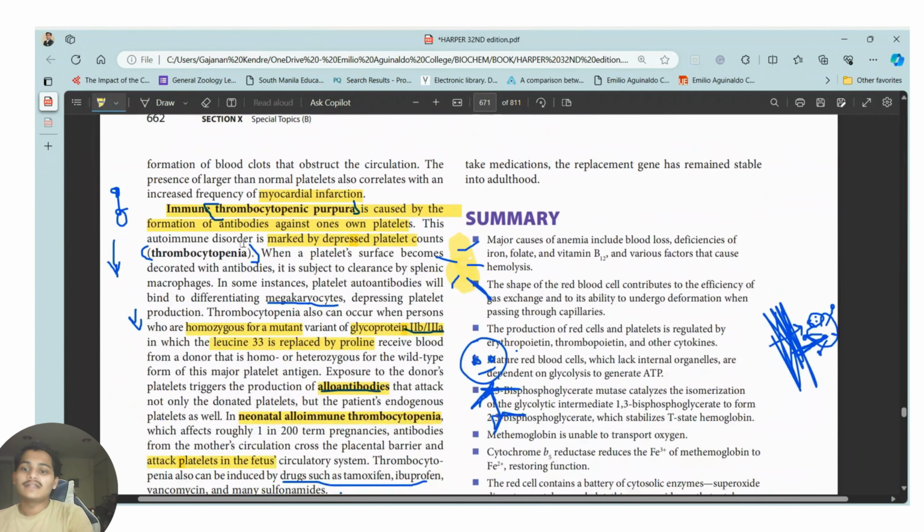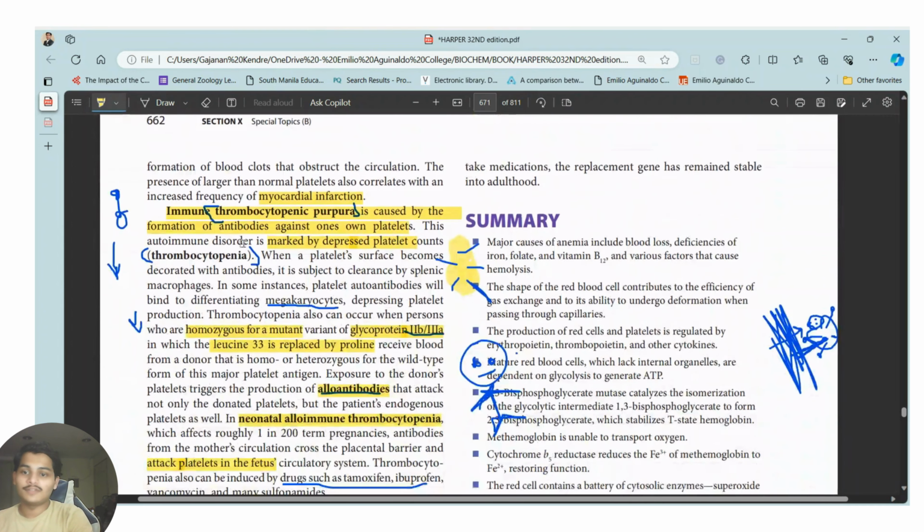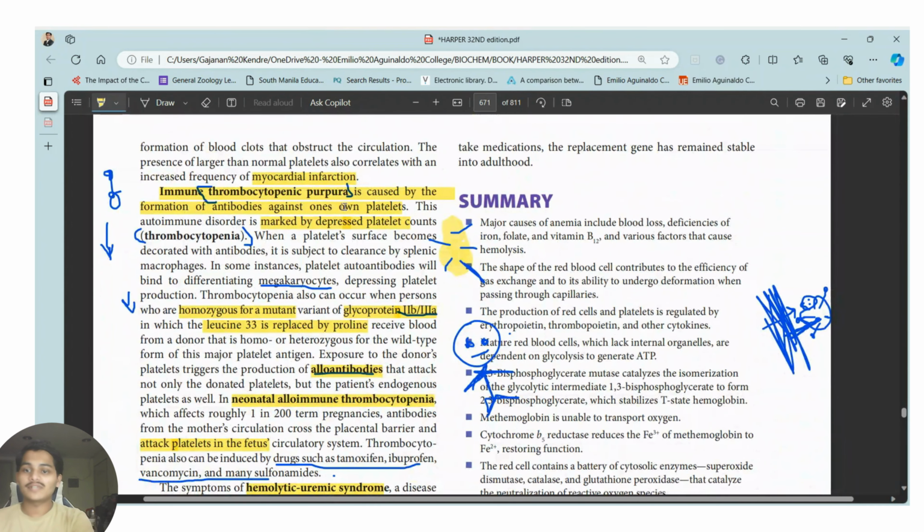Okay. Then another disorder of the platelet is immune thrombocytopenic purpura. It's caused by the formation of antibodies against one's own platelets. Meaning our body will form antibodies against our own platelets, and this is an autoimmune disorder. The marker of this autoimmune disorder is thrombocytopenia, meaning a decreased quantity of thrombocytes in the blood.